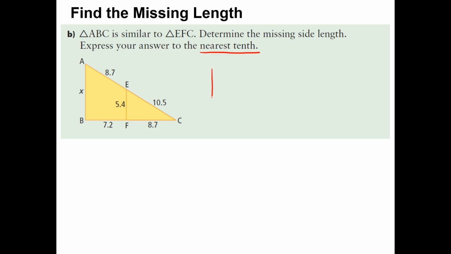I'm first going to draw out my big triangle, okay? So this is my big triangle. And now I'm going to draw out a smaller triangle. Let's draw out the smaller triangle here instead. So looking at the lengths for my smaller triangle, I have 8.7, I have 10.5, and I have 5.4. Great. And now looking at the lengths for my larger triangle, this is x.